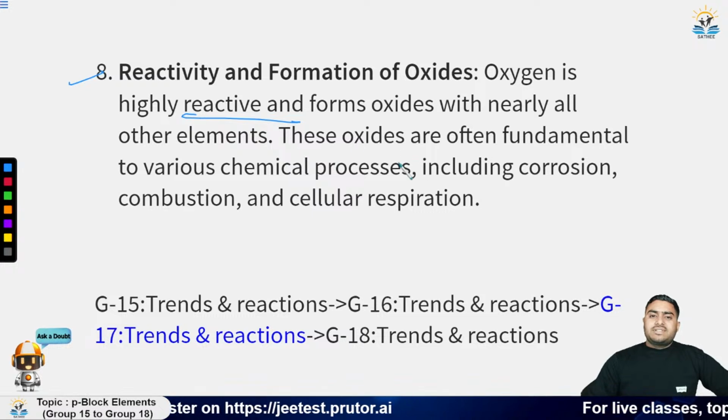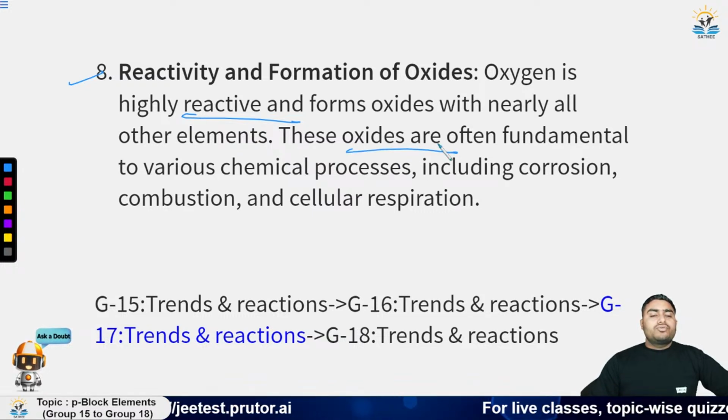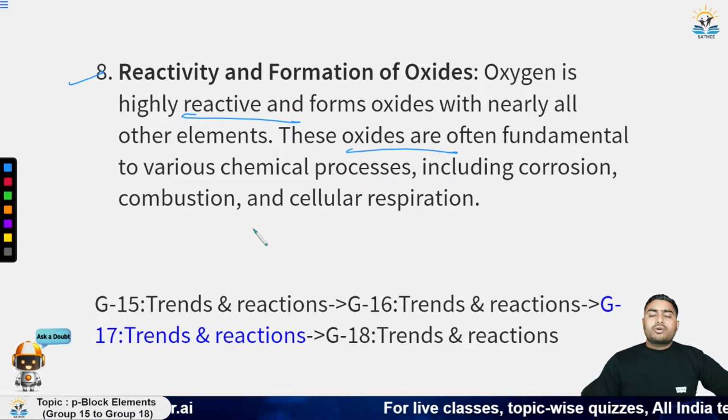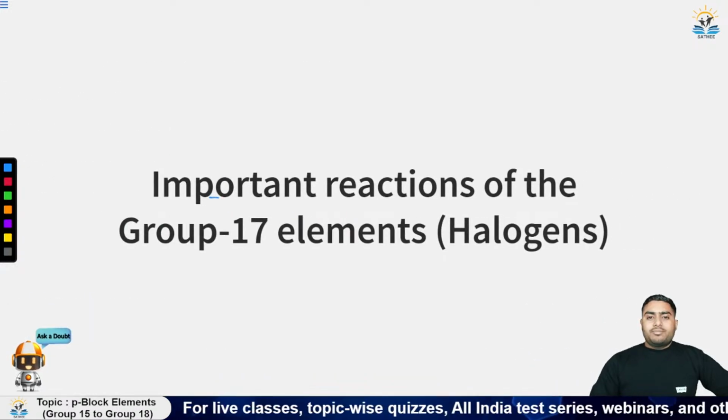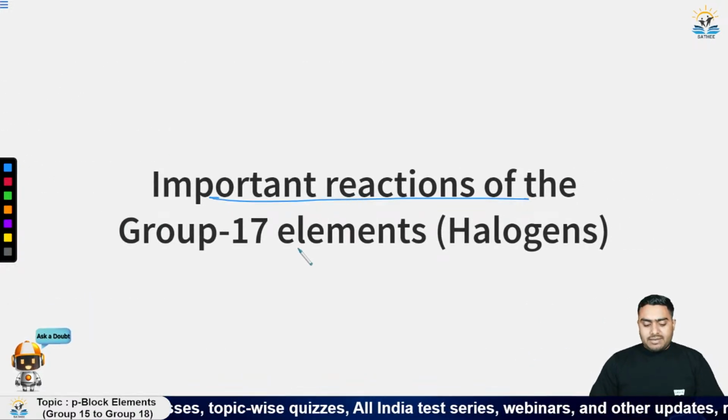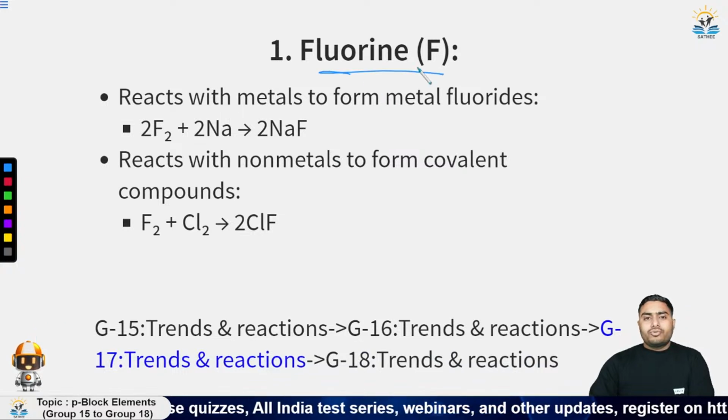Nearly all other elements, these oxides are often fundamental to various chemical processes including corrosion, combustion and cellular respiration. Okay, next, important reactions of the group 17 elements. Some important reactions are there, like for fluorine.